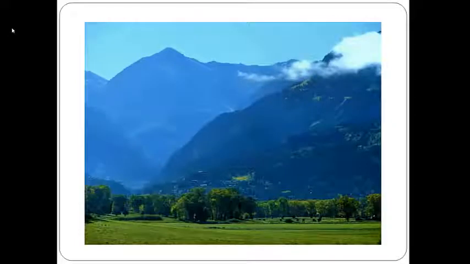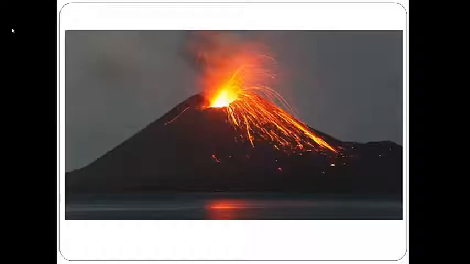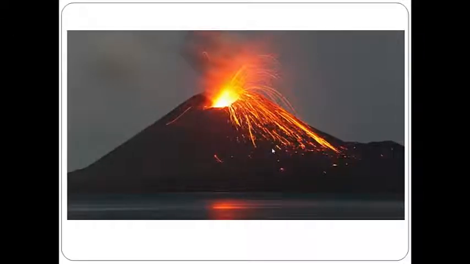All over the Earth we have hills, valleys, mountain ranges. How did they get there? And volcanoes. The spilling of lava out of the center of the Earth.